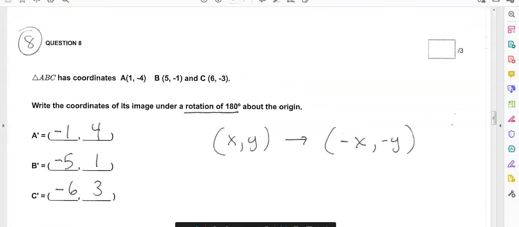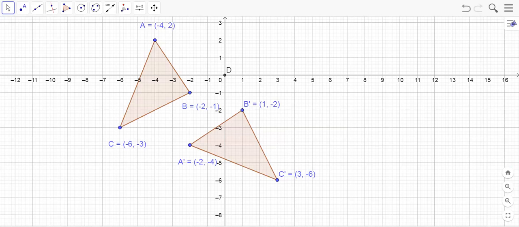Number 8. Now we want a rotation of 180. New triangle, rotation of 180. The rule says leave them alone, but change both signs. So you could leave the 1 and the 4 there, but make the 1 negative, the 4 positive. So that's what the rule says. Let's follow GeoGebra.